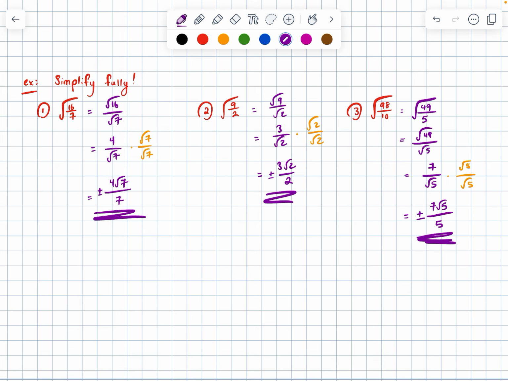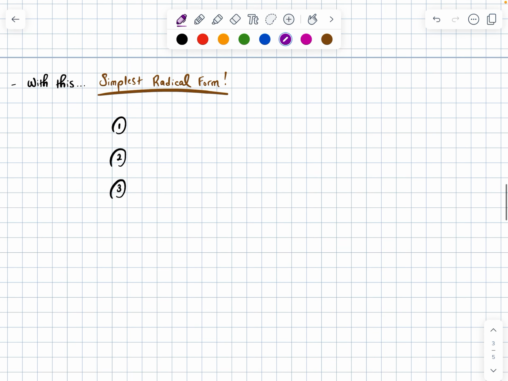Lovely! Now that we have this skill, we can in fact define what we will call our simplest radical form. There are 3 criteria to our simplest radical form. Question for you, what do you think that some of those criteria might be? Take a risk, take a chance. What are some of the things that we think we might want to avoid in the final answer of a fully simplified radical expression? Once you think you've got them, come back to me and we'll check.